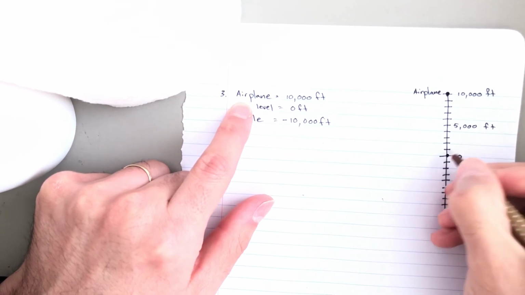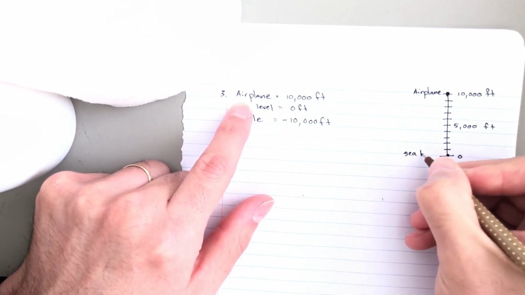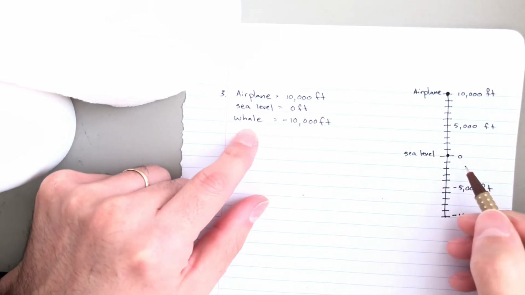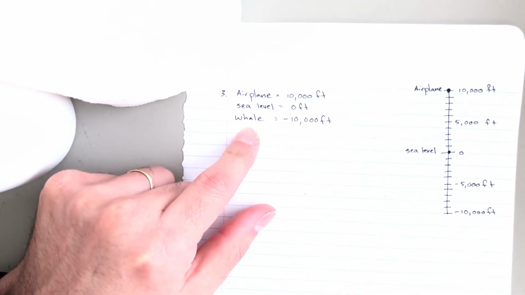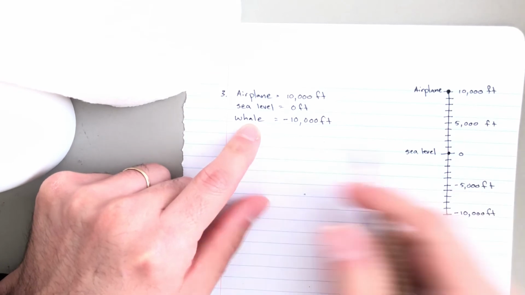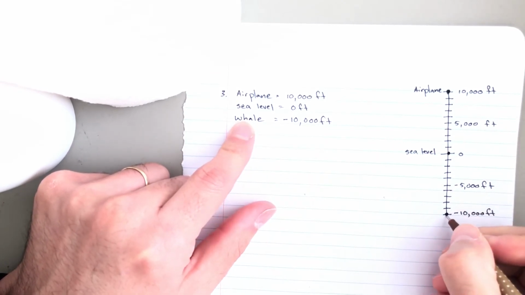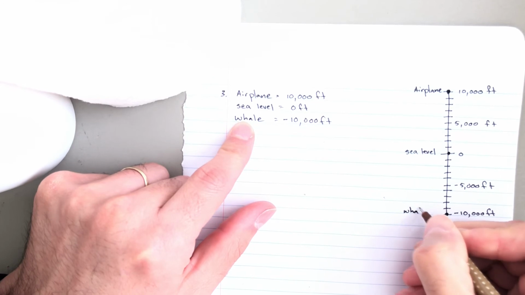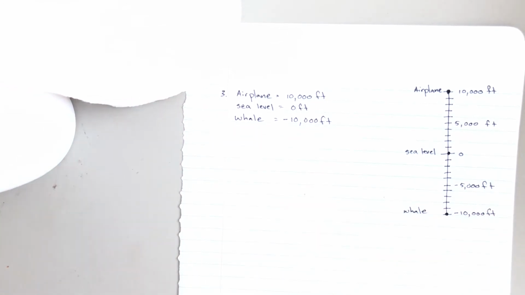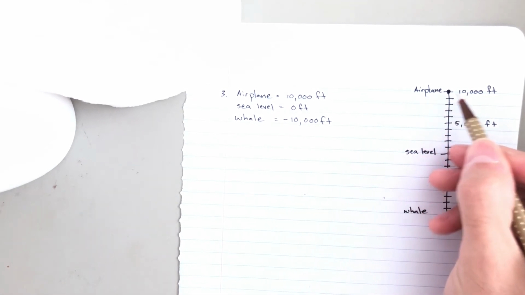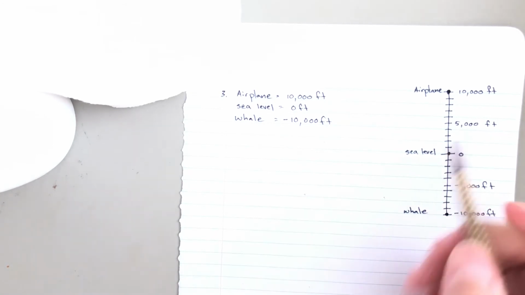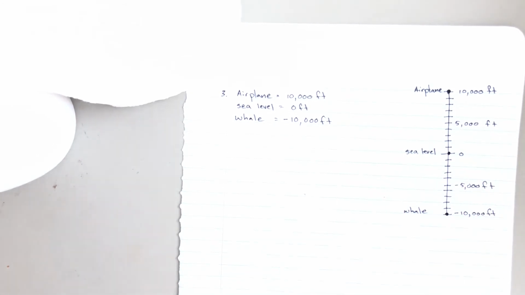Sea level was 0 feet. Pay attention to that because that will be an answer to one of the problems later on your Math Excel. The whale is swimming at negative 10,000 feet, so we can put whale like that. Sometimes they'll just give you a picture of an airplane this high, and you have to figure out what the elevation is, the altitude, I guess, with an airplane.